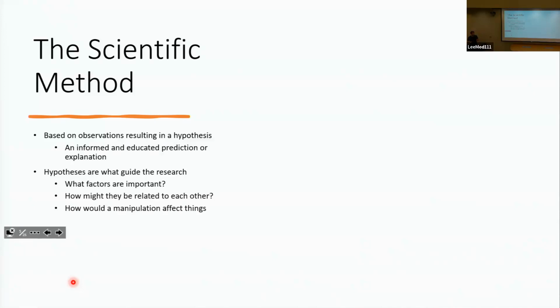So it allows us to decide what factors are important, how they might relate to each other, and begin to bring to mind how might manipulations affect things in your study, guided by these hypotheses. Once you come up with your hypotheses, now you have data collection going on, and that data is collected to interpret ultimately whatever it is you're looking at, and you are framing your data collection and then interpretation based on the hypotheses, allowing for the making of sound conclusions.